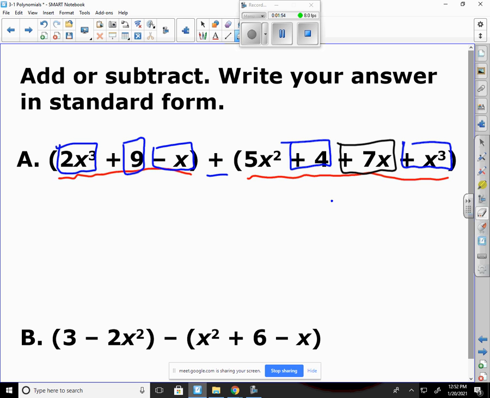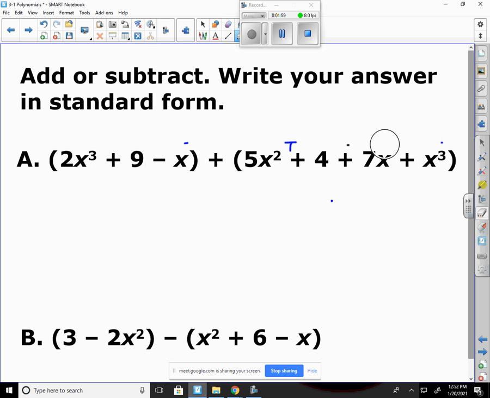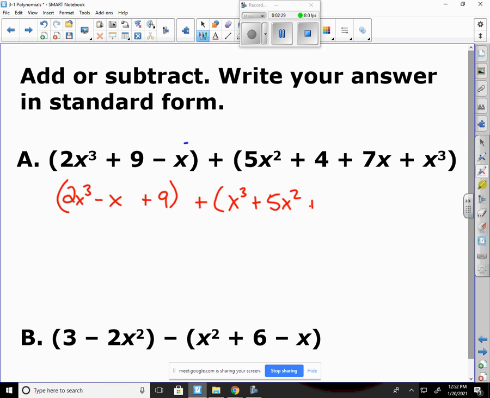Now this can look like a mess. And so what I'm going to show you is the easiest way to handle this is to start by putting it in standard form. So if I put it in standard form, that goes from the highest exponent to the lowest. So 2x to the third, then it would be minus x, and then plus 9. I'm going to do the same thing over here. Plus, I'll even leave the parentheses on them for now, x to the third plus 5x squared plus 7x plus 4.